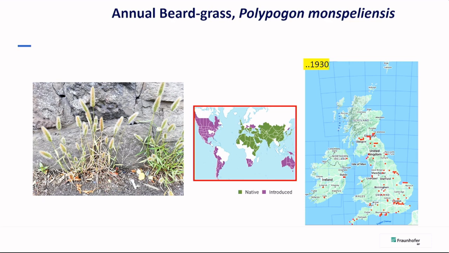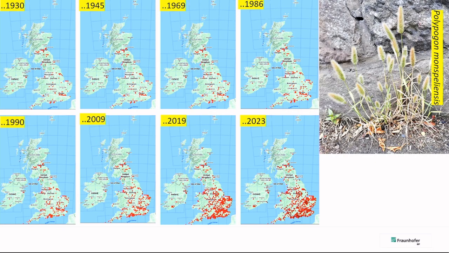And here we are in 1930. It was already, you had a good foothold in Scotland already, and of course in London and in Oxford as well. And let's see what's happened to it. And we can see that it has increased. It has increased not all that much, but it's certainly quite a common plant down in the southeast. And so these are some examples.